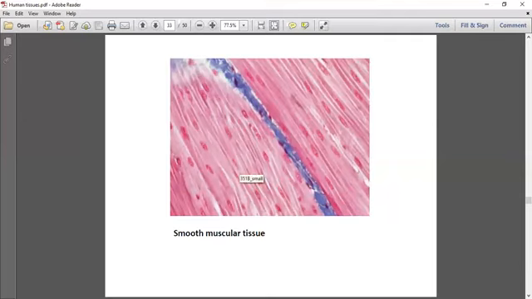LS, longitudinal section of smooth muscle tissue, revealing a spindle-shaped fiber, a large rod-shaped nucleus located at the broadest part, and very limited matrix.